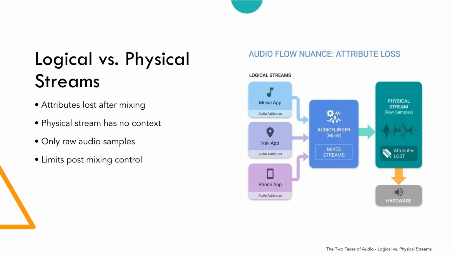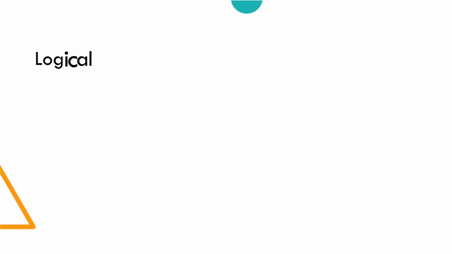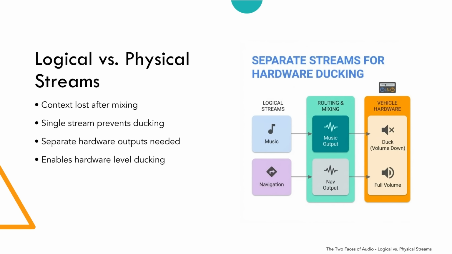After mixing, Android cannot selectively control individual sound types at hardware level. Because context is lost, after mixing, hardware-level ducking requires separation earlier. If music and navigation prompts are mixed into the same physical stream, the hardware cannot know which one to lower.